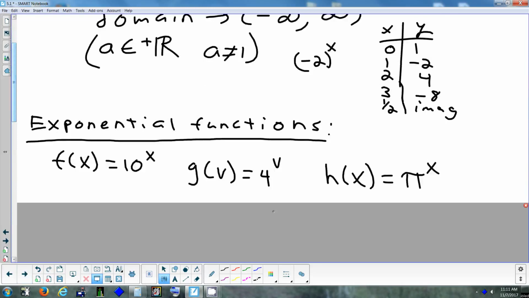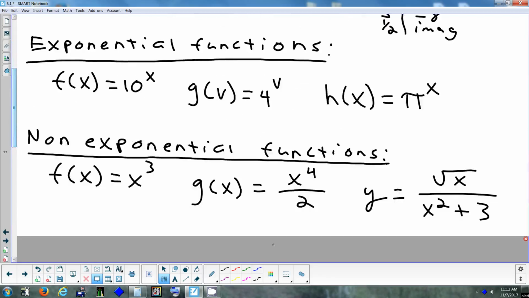That one up above, that's an example of what is not an exponential function, because the base is not a positive real number. It's a negative number. Okay? So these are all ones where the base is a positive real number and the exponent is a variable.